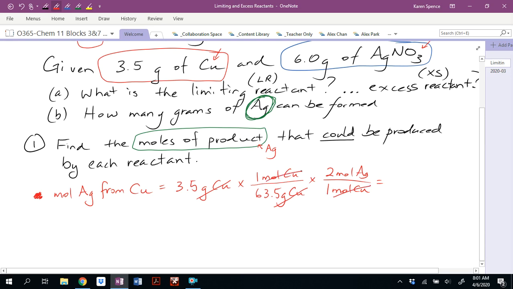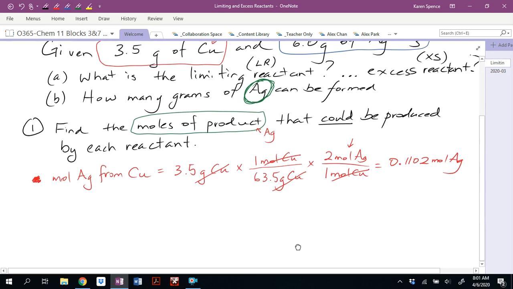Okay, and the moles of copper had to go on the bottom, so it cancels out properly. The only unit we have left is the moles of silver. So we do the math on that, and we get 0.1102 moles of silver. That's how much silver could be made from the copper.